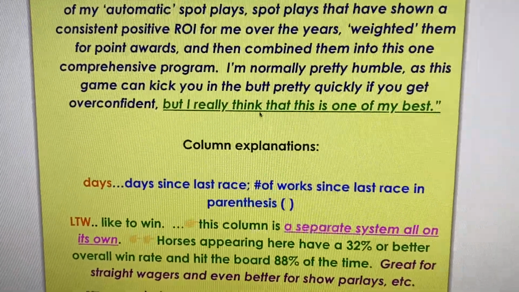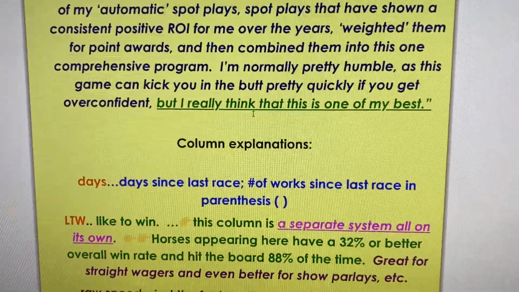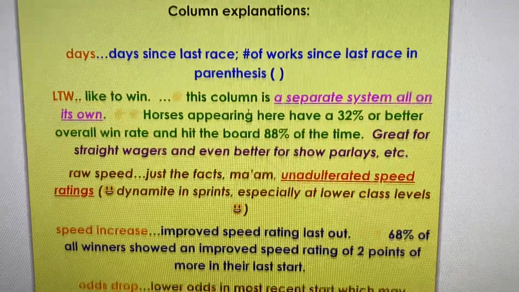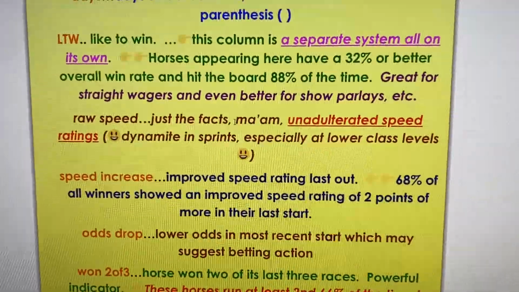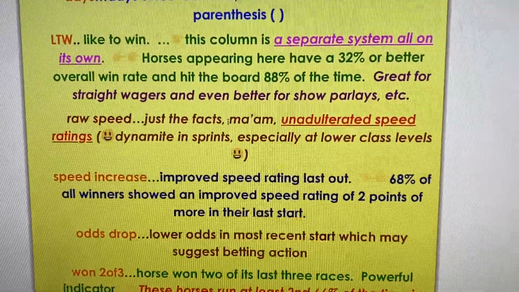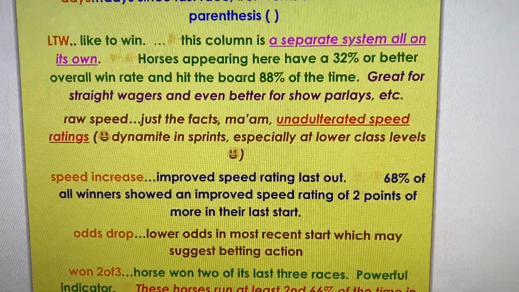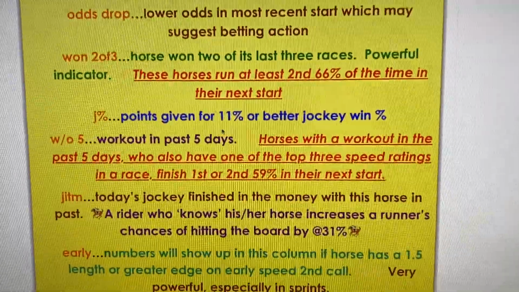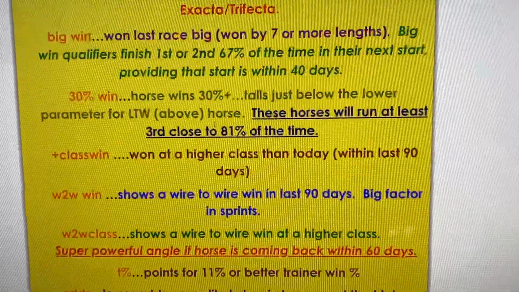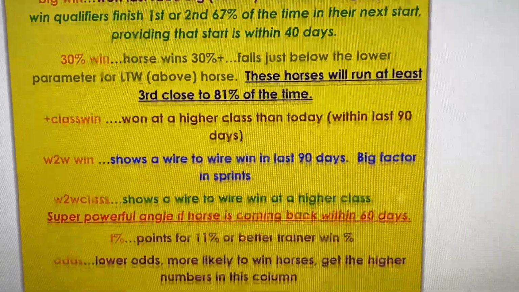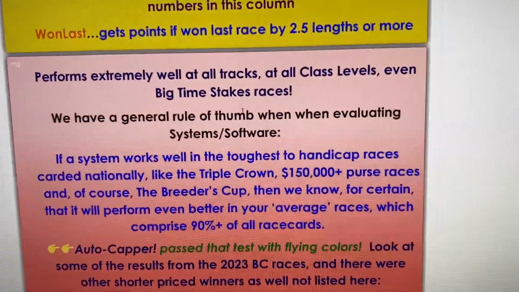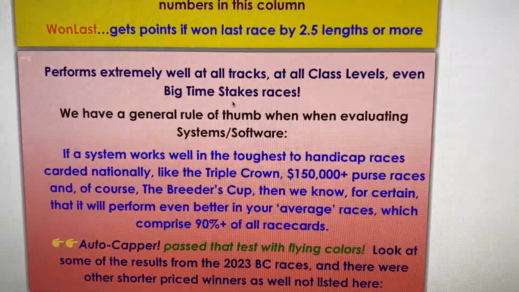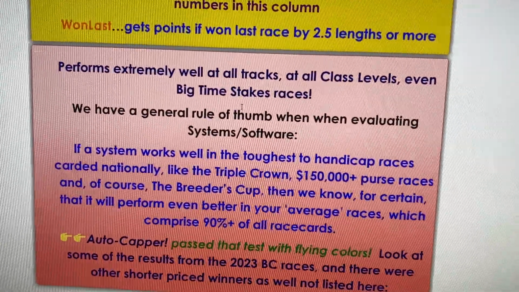And coming from Tom, that's really saying something, again, with all he's produced. And again, we explain all the columns in here. Interestingly, a lot of the columns are separate systems or separate spot plays all on their own. Although what Tom does, again, is he has combined these things and weighted them to award points, and then come up with a total in the score column that points out the best horses.